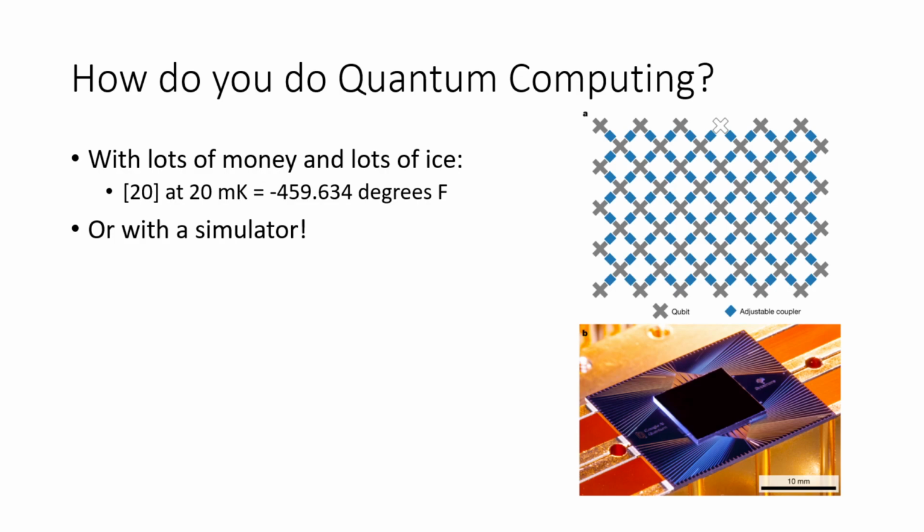So, how do you do quantum computing? Well, you can either do it with a lot of money and a lot of ice. You have to freeze these quantum chips down insanely cold to allow these quantum mechanical properties to be exploited, or you can do it on a classical simulator, which is what most researchers do, myself included.